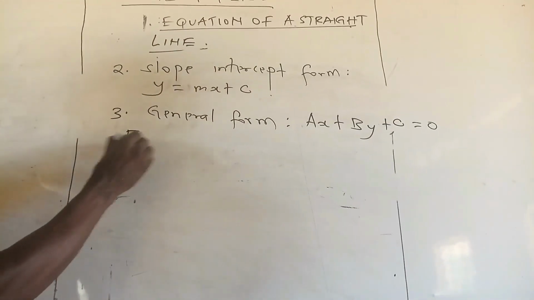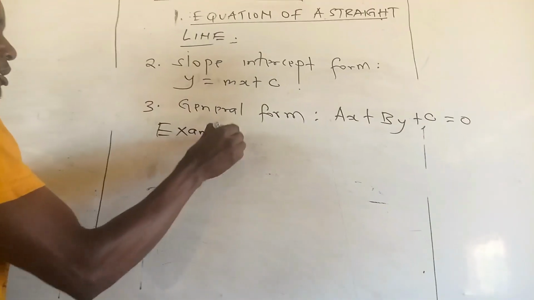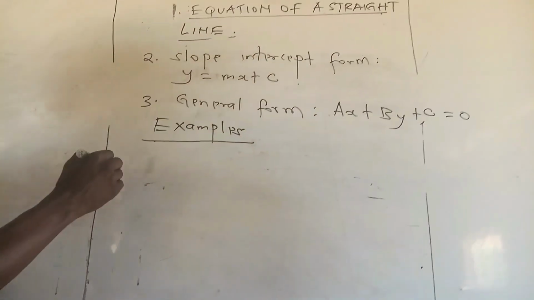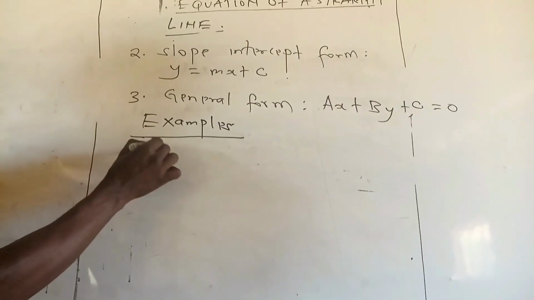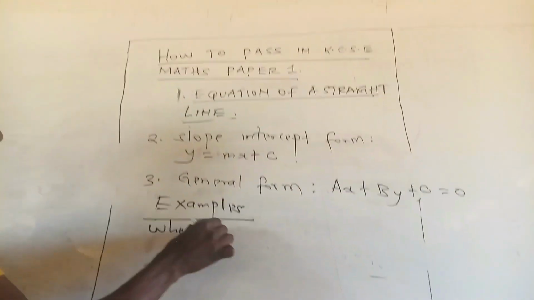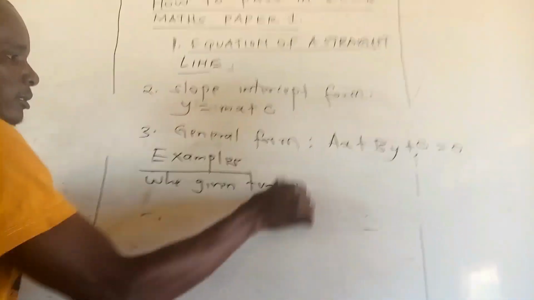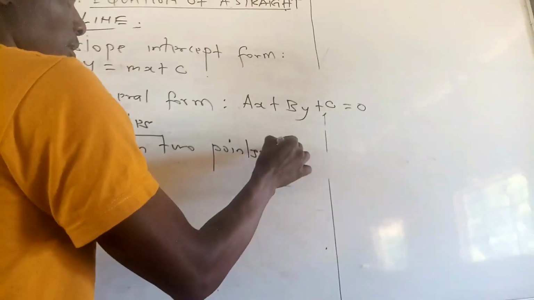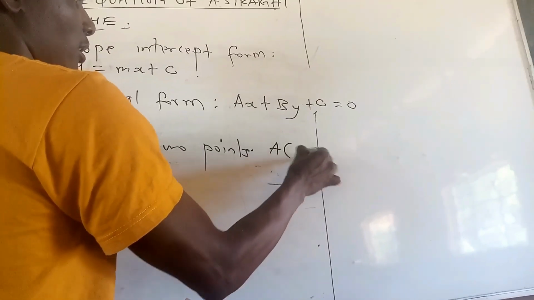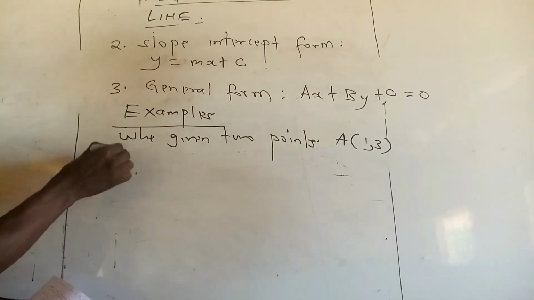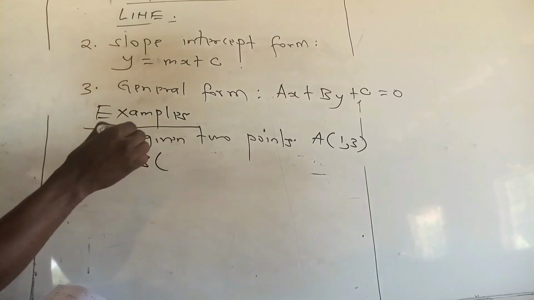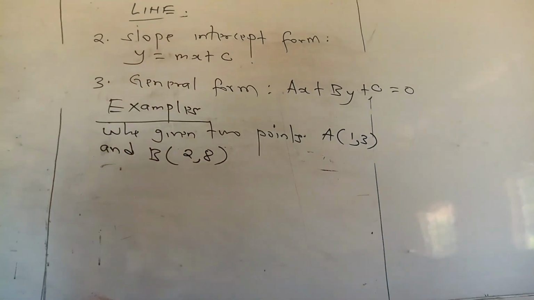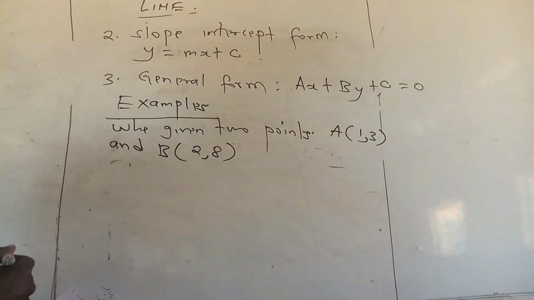Examples. Let's look at the examples. When given 2 points, A is (1, 3) and B is maybe (2, 8), and I want us to find the equation of this line.